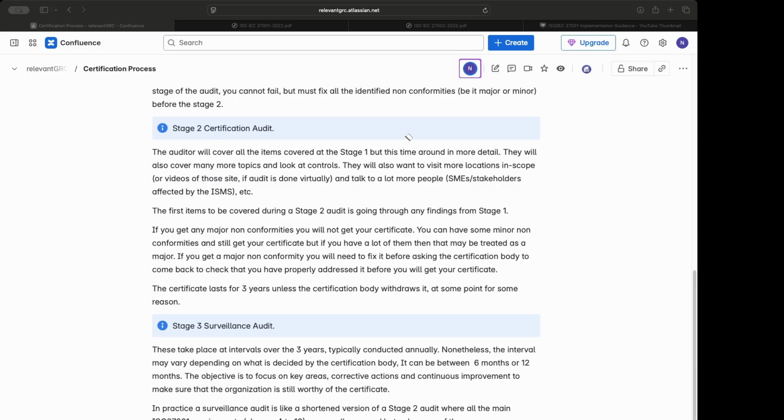But mind you, one of the main things that is going to be covered under stage 2 audit is the findings. The findings are one of the things that will come up in the stage 2 audit. So you should make sure that every non-conformity that was raised has been addressed in the stage 2 audit.